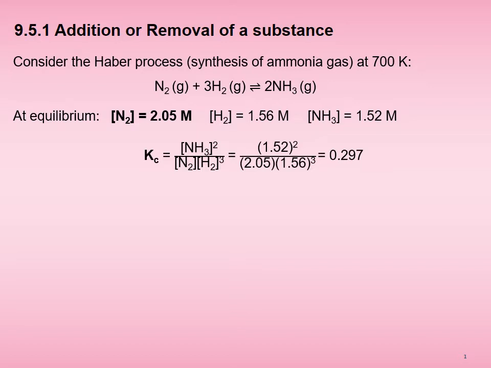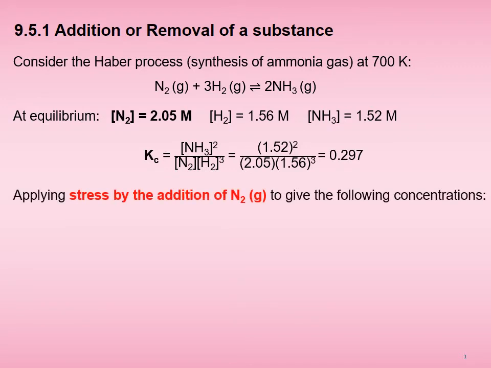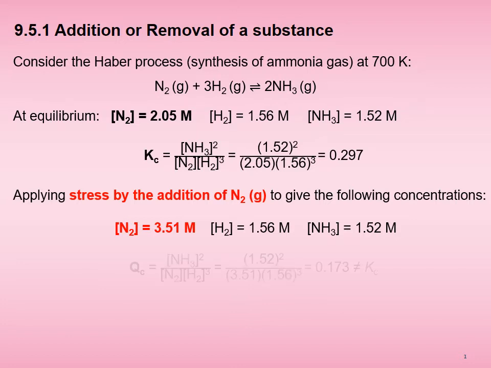Say we decide to stress the system. We add N2 so that its concentration is now 3.51 molar, higher than before, but we don't make any changes to the concentrations of the other two species. By coming up with a reaction quotient expression QC and substituting these concentrations into QC, we get 0.173.